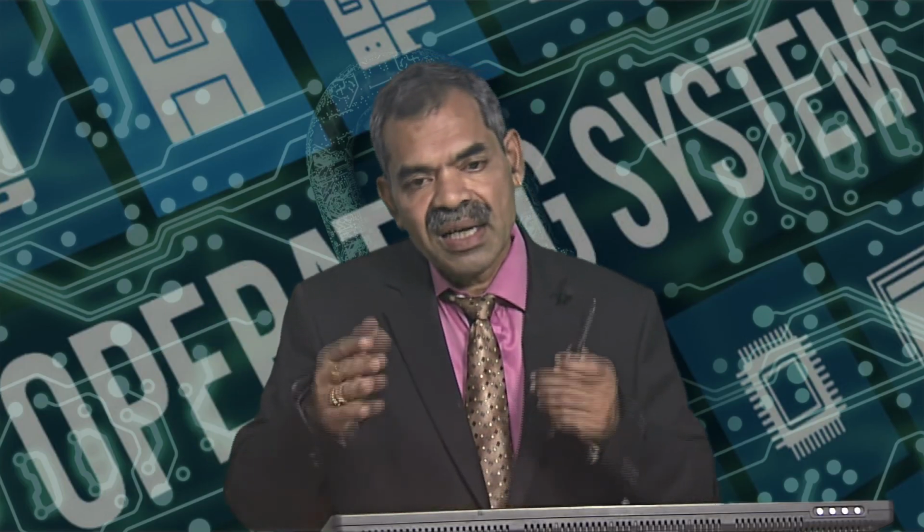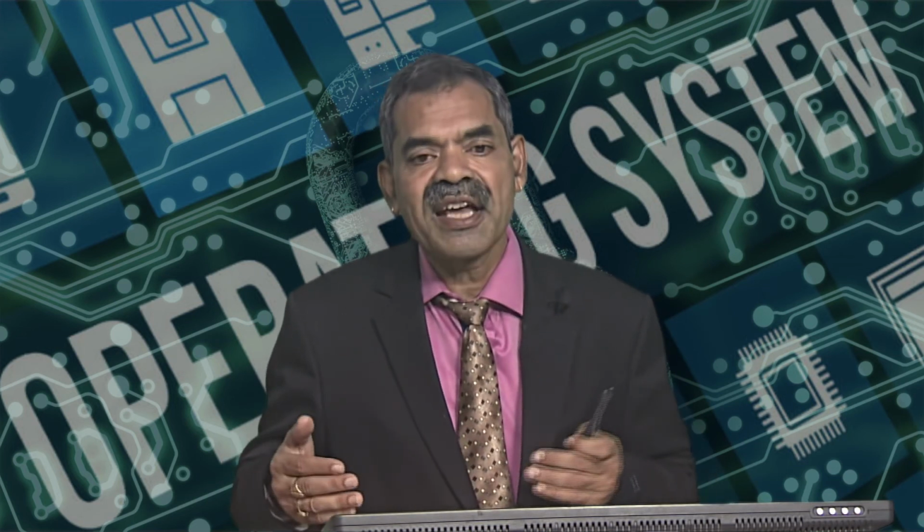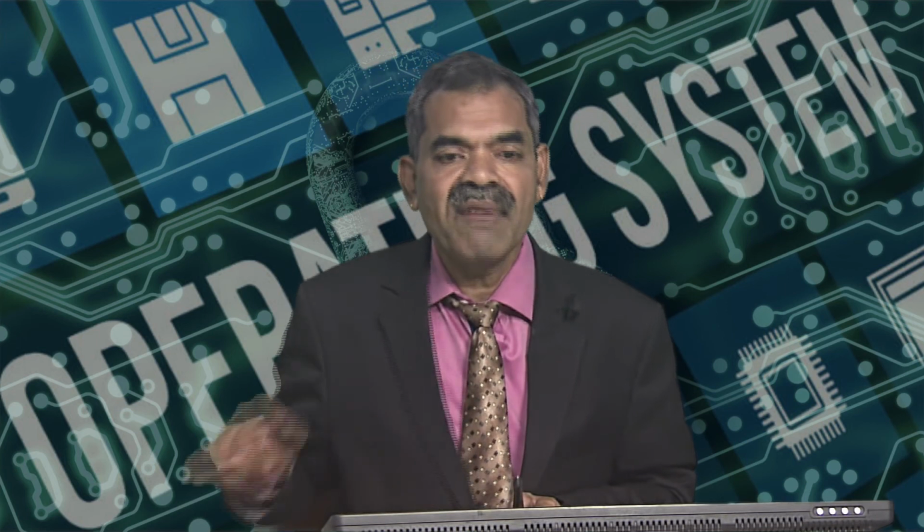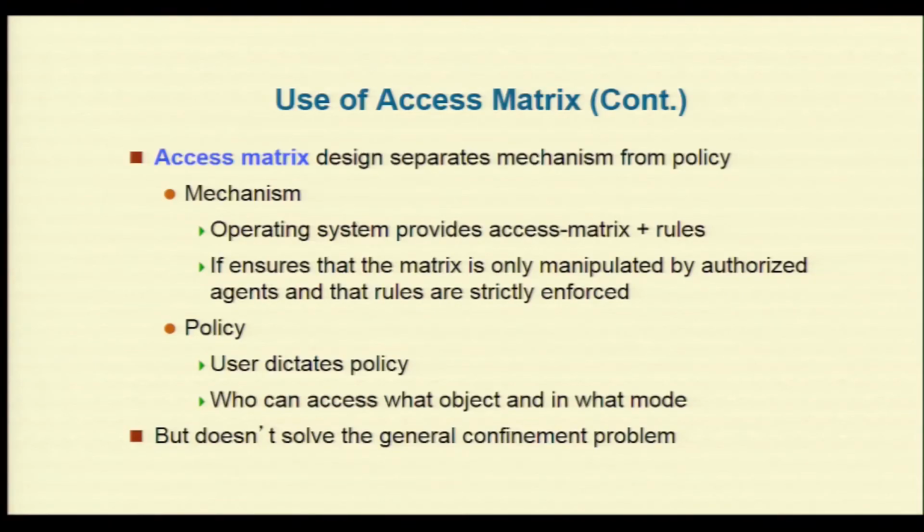We can keep on creating lot of domains, so that the resources are automatically segregated in the way where the principle of least privilege becomes manifest. It becomes the most important idea. Access matrix design separates mechanism from policy. The policy is dictated by the user. If you are happy with this kind of a domain, you are happy. If only D2 can print, all other domains are not able to print, and if all users are happy or majority of users are happy, we will go ahead with that.